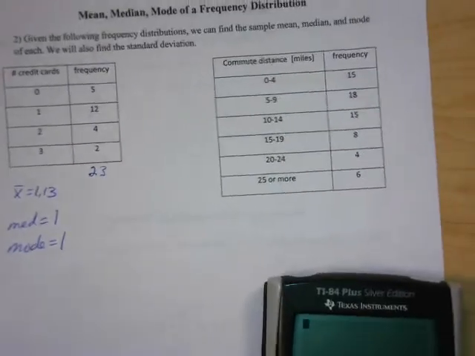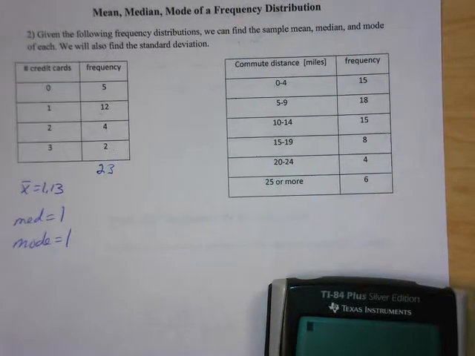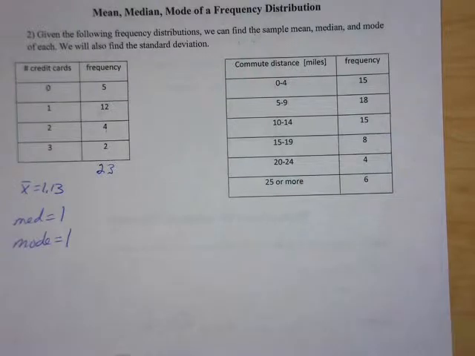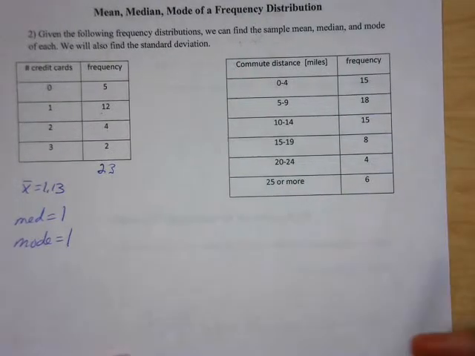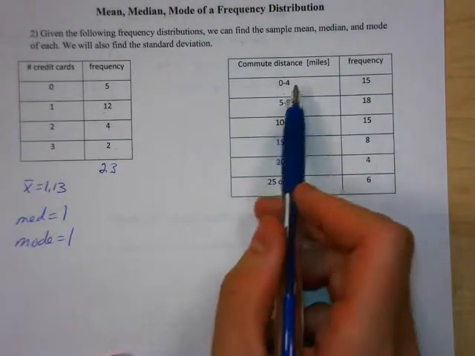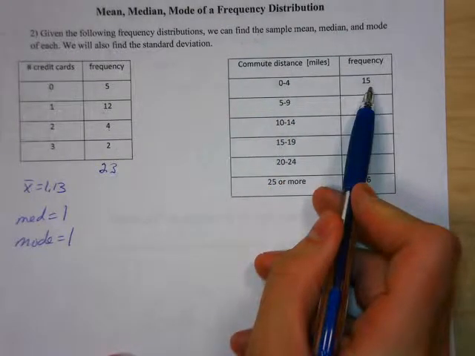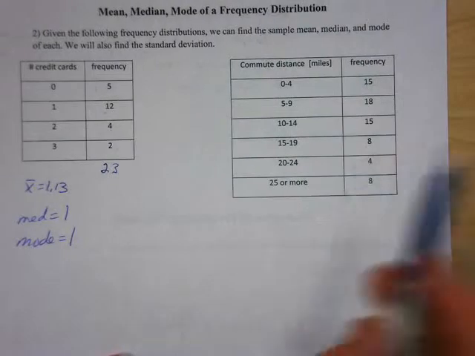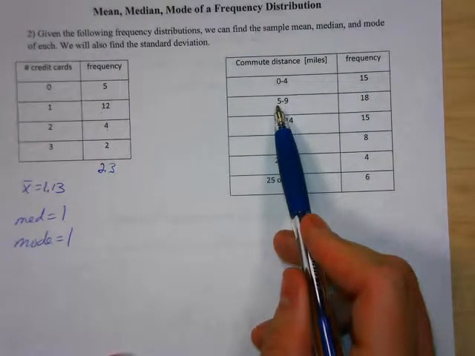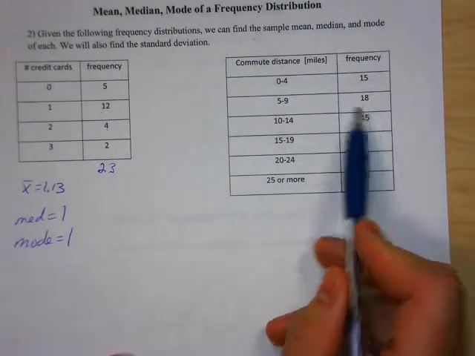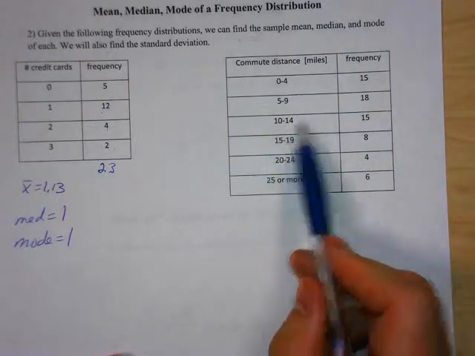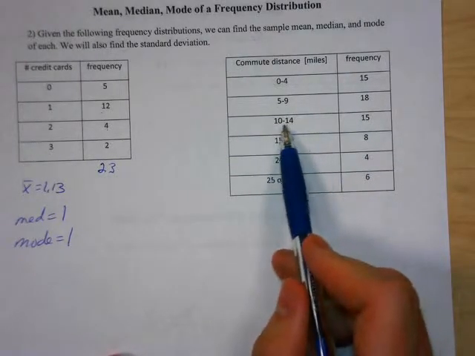Okay, now suppose we have a frequency distribution that has intervals. Okay, so suppose students in a class or in a college said their commute distance from 0 to 4 miles. 15 students said they'd travel 0 to 4 miles to get to class. 5 to 9 miles, 18 students said they traveled between 5 and 9 miles. 15 students said between 10 and 14 miles, and so on.